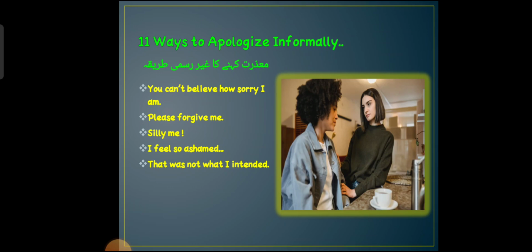All right, the next is that was not what I intended. For example, you are explaining yourself and the other person is not ready to listen to you, then what you have to say is, that was not what I intended. It means that was not my purpose or my intention in saying this. So these are the 11 different ways to apologize informally.